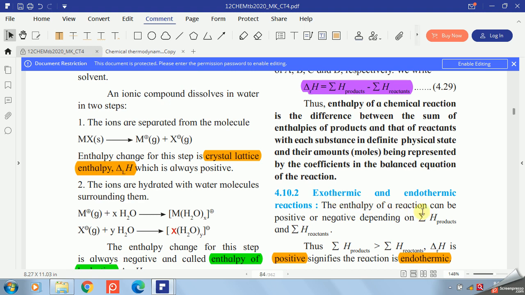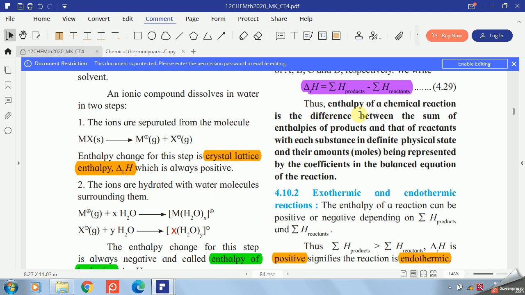Now all are familiar with exothermic and endothermic reactions. Exothermic reaction means heat is given out, endothermic means heat is absorbed. So the enthalpy of the reaction can be positive or negative, depending on the summation of the enthalpy of products and the summation of the enthalpy of reactants. If the summation of enthalpy of products is greater than the summation of enthalpy of reactants, then this subtraction is positive.